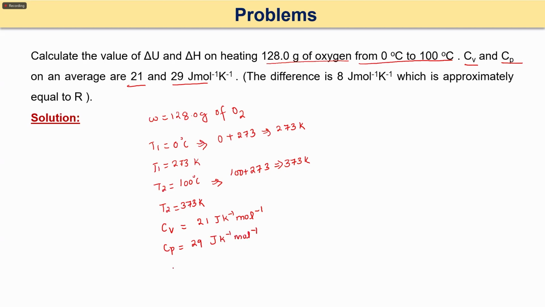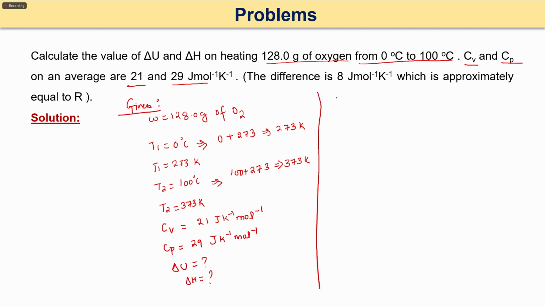So now what we have to calculate? Delta U and delta H. This is a very easy way. First, you have to write what we have to calculate. We have to calculate delta U and delta H. Then we will write what is already given. So these values are all given to us. Now let us see how we can solve this question.